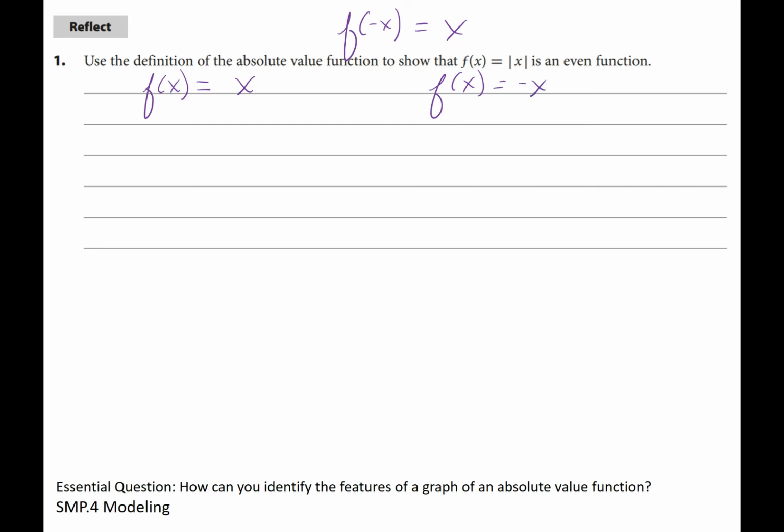So what I'm going to do is get back to this original, which is the absolute value of x. So when I plug in a negative, I'm just going to show the steps for plugging that in. I'm not going to go through the big explanation that the book does. So I'm going to plug in a negative x here.